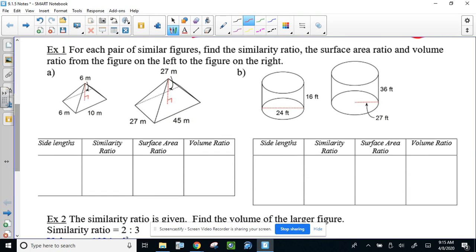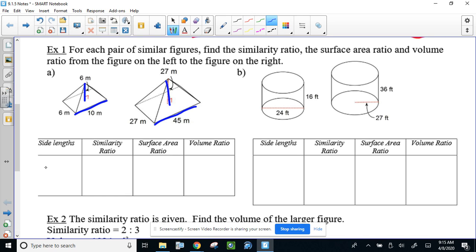Okay, so then here I've got a couple for each pair of similar figures. Find the similarity ratio, the surface area. So basically what we just did. All we have to do here is look for matching parts. So here you could look at the height. You could say we have 6 and 27, or you could take the base. We have 10 and 45, and you're just going to compare them. So you could do left to the right, smallest to the biggest, or you could go the other way around.